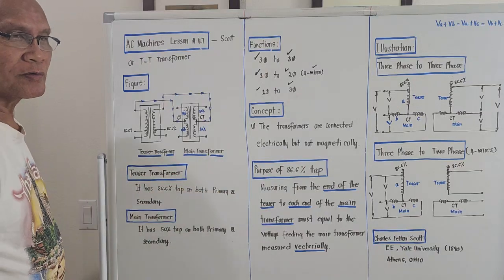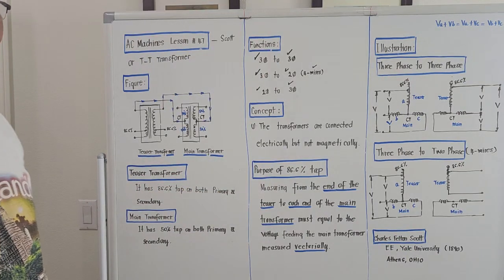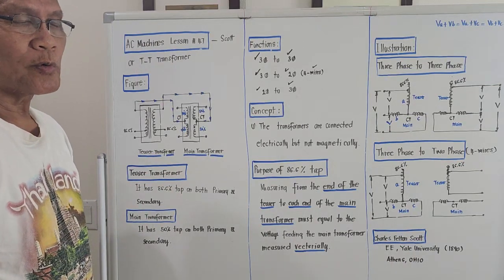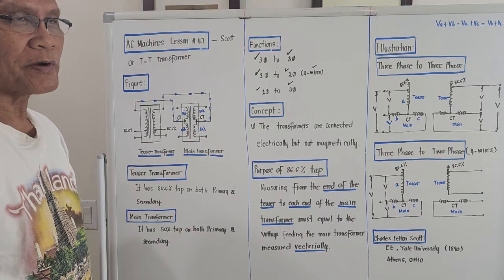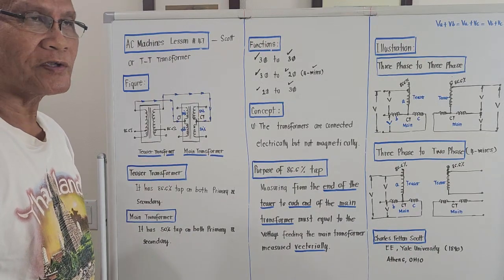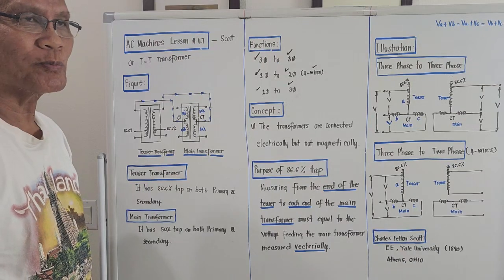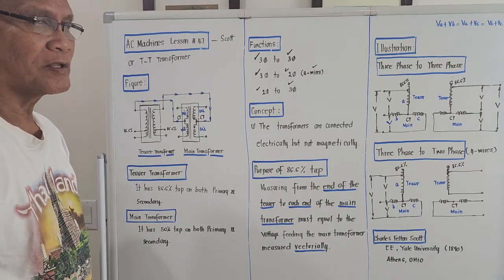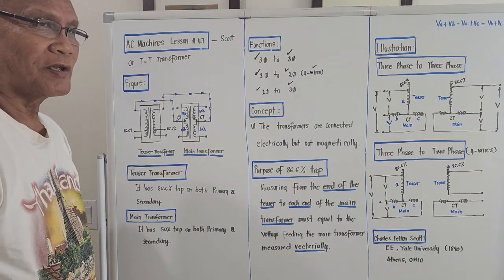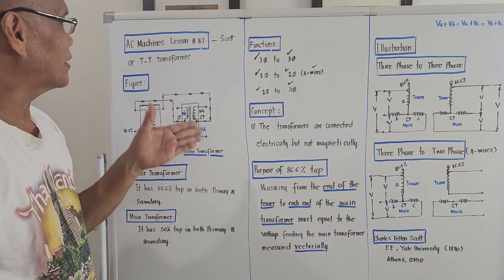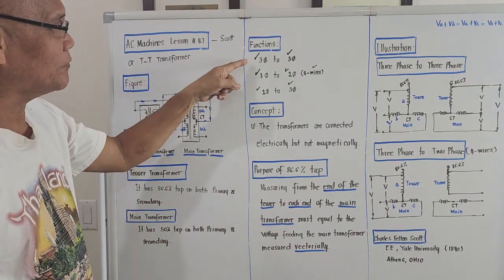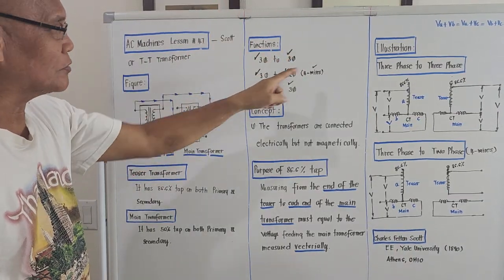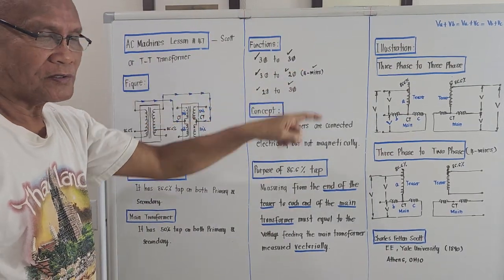With regards to delta or Y, if it's a single three-phase transformer, we cannot do anything about the variation. But if we are given three single-phase transformers, we can vary the connections, depending on how we connect them: Y or delta to Y, or closed delta or open delta. But for a Scott or TT connection, there are three variations: three-phase to three-phase, three-phase to two-phase, or two-phase to three-phase.